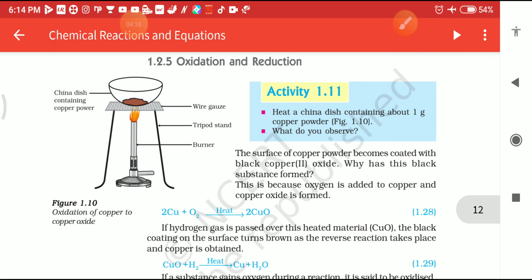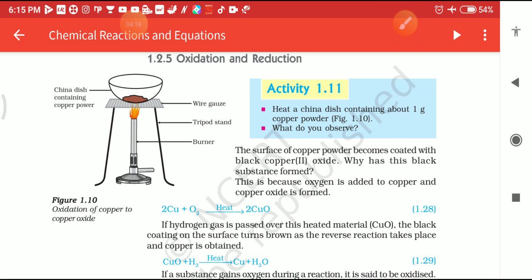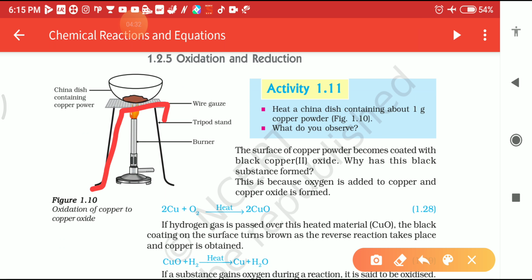Now see students, heat a china dish containing about 1 gram of copper powder. What do you observe? Students, this one is your tripod stand, burner, and this one is called the china dish. In the china dish, copper powder is present, and you know the color of the copper powder is brownish. And this one is a wire gauze.